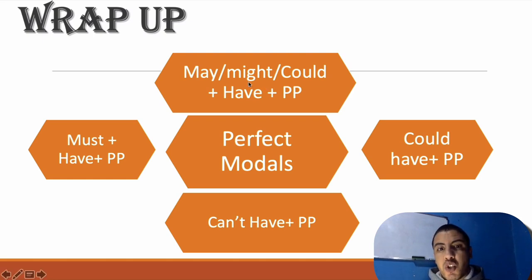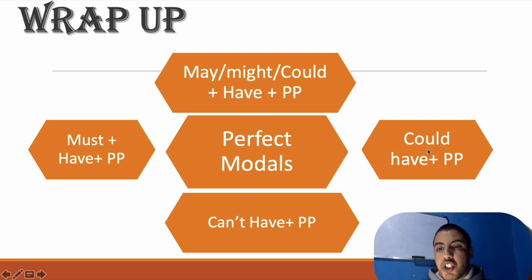Okay, the first modal perfect that we saw: we have may and might and could plus have plus past participle. Okay, so we use these modals to express possibility in the past. Then we move to must plus have plus past participle. This one is used to express certainty based on evidence, past situations.